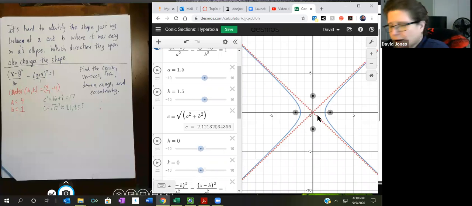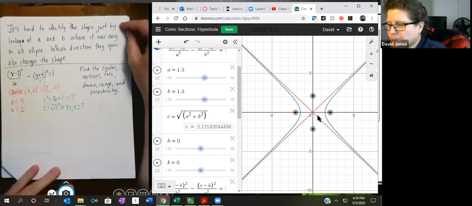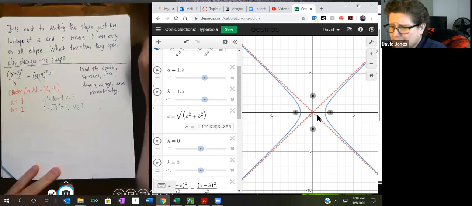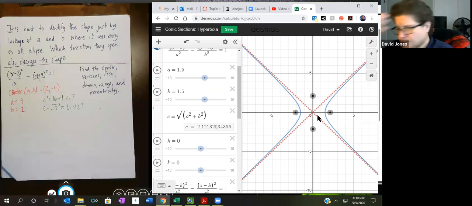Okay. So where I was going with this is it was hard to identify the shape just by looking at it. A and B, when it was easy as an ellipse, the direction changed here. So let me just pause.